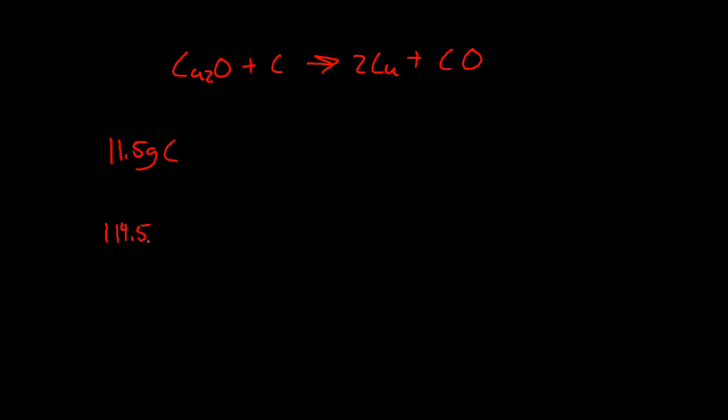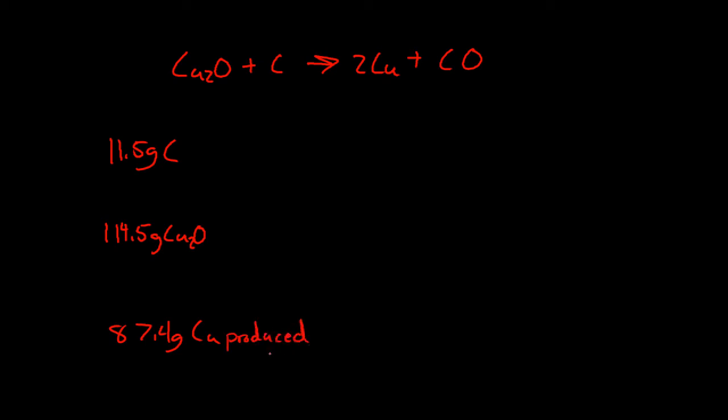All right, let's do one more of these practice problems. This is 8.6. It says, consider this reaction. We have some copper 1 oxide reacting with carbon to produce 2 copper and carbon monoxide. When 11.5 grams of carbon are allowed to react with 114.5 grams, sorry for my sloppy writing there, 114.5 grams of copper 1 oxide, 87.4 grams of copper are obtained. Determine the limiting reactant, theoretical yield, and percent yield.